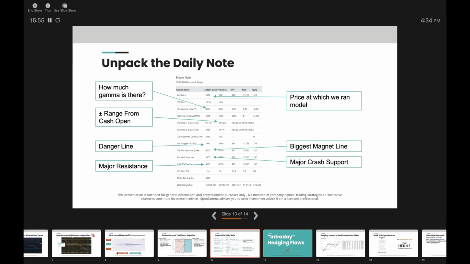We rallied all the way back up to, I believe, around 45.80, and then we did sell off and closed right at 4,500. And so you'll see all those levels in the daily note.